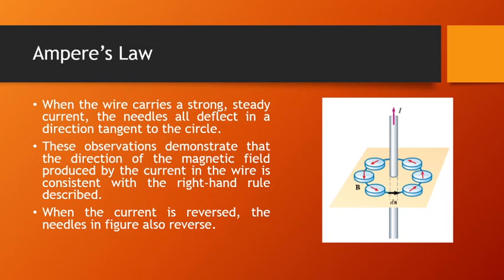When the wire carries a strong steady current, the needles all deflect in a direction tangent to the circle. These observations demonstrate that the direction of the magnetic field produced by the current in the wire is consistent with the right-hand rule described. When the current is reversed, the needles in the figure also reverse.